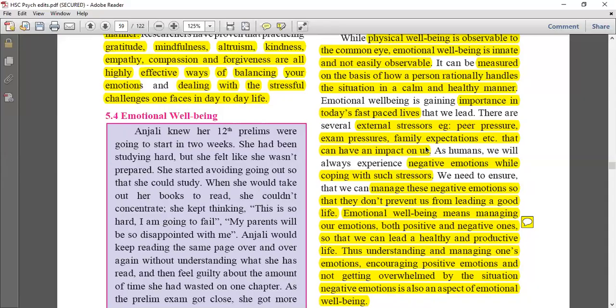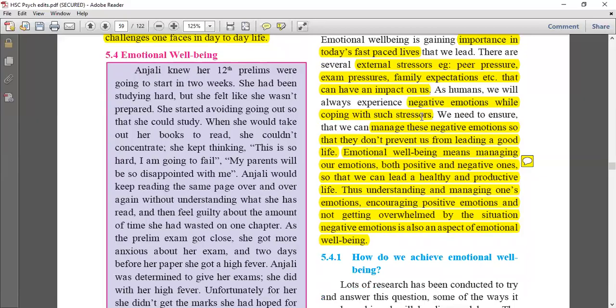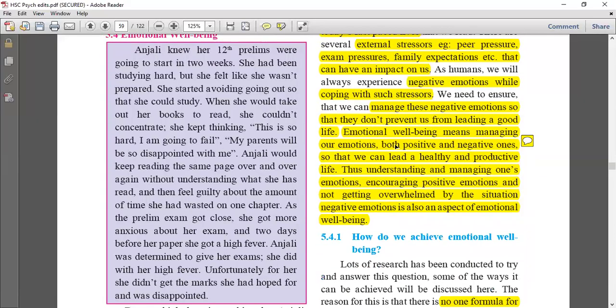So external stressors like peer pressure, exam pressure, family expectations, they can all have an impact on us. And we experience negative emotions while coping with such stressors. So we need to manage these negative emotions, because if we don't manage them, they don't let us live a good life, because there is a constant pressure. Your family will expect you to do well, you are supposed to do other things.